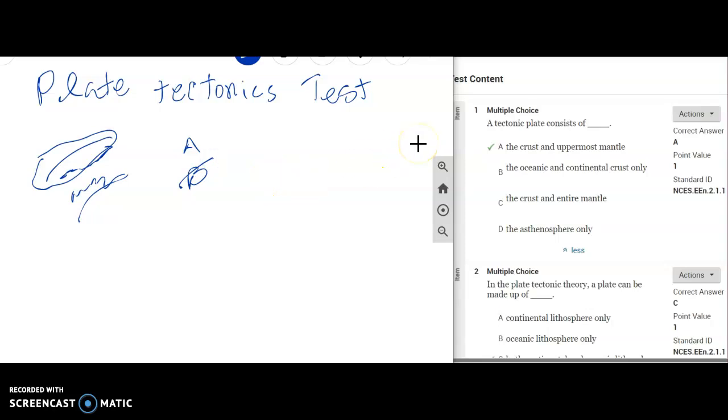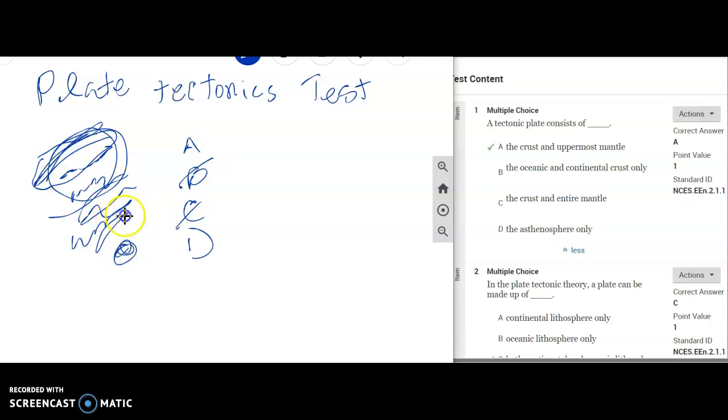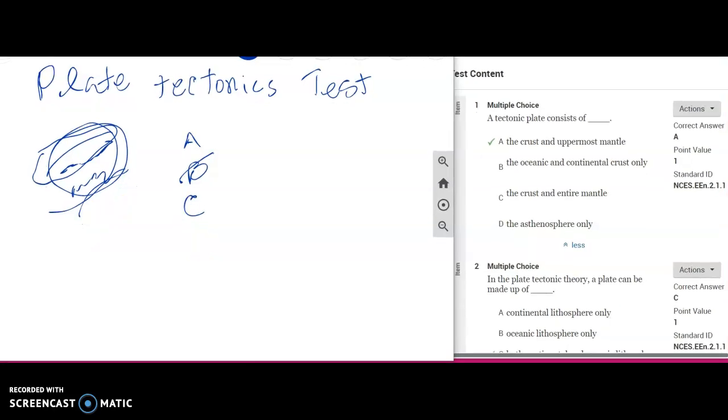Not B. C, the entire mantle and crust. That would be the entire mantle and crust. That would be this whole thing right here, which we said it was not that. And D, the asthenosphere only. The asthenosphere is down here. This is your earth, and here's the outside, and here's the inner core right here, and the outer core. So it would not be D. Your correct answer there would be A.